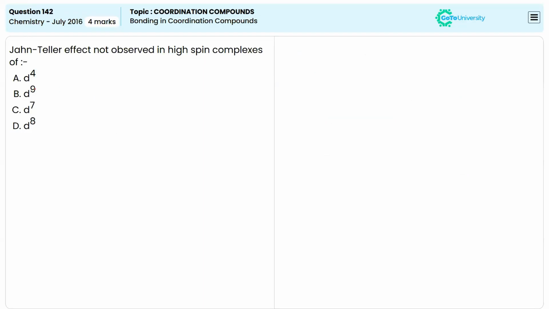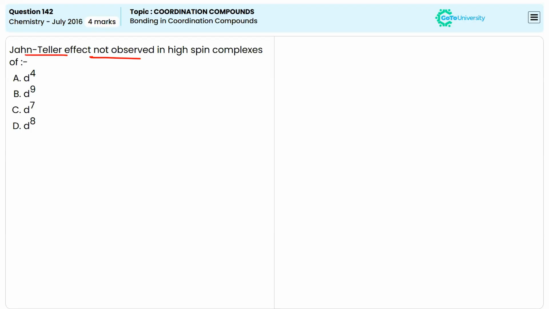Next is, we have different d electronic configurations here. We have to find out the one which cannot show the Jahn-Teller effect. So we have to know what the Jahn-Teller effect is. The Jahn-Teller effect usually occurs in coordination complexes when the electronic degeneracy leads to geometric distortion.